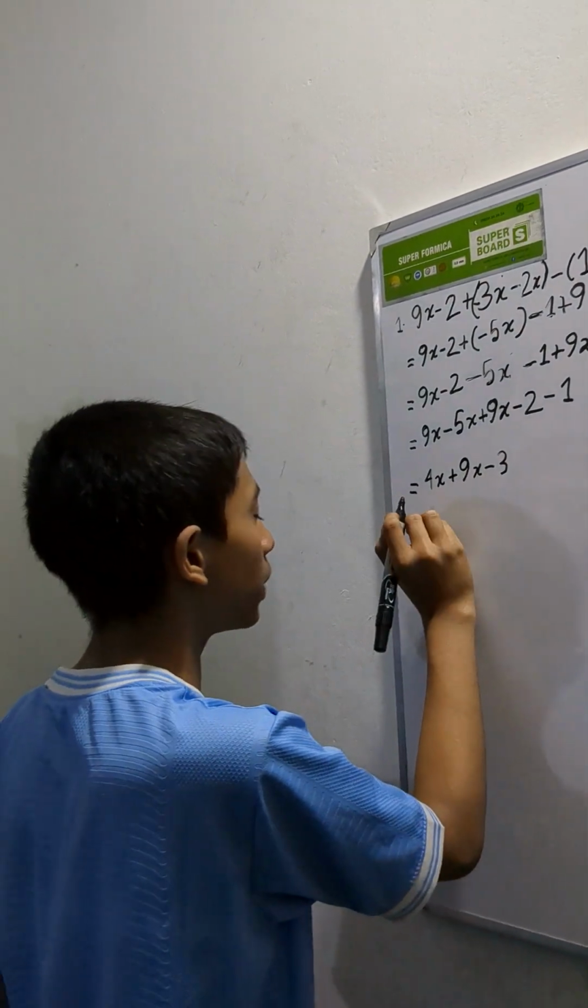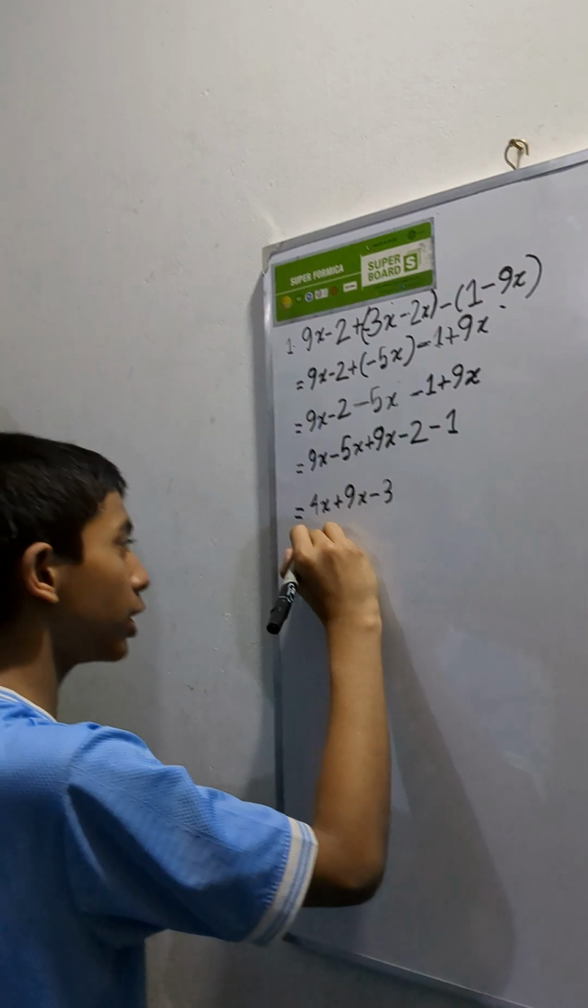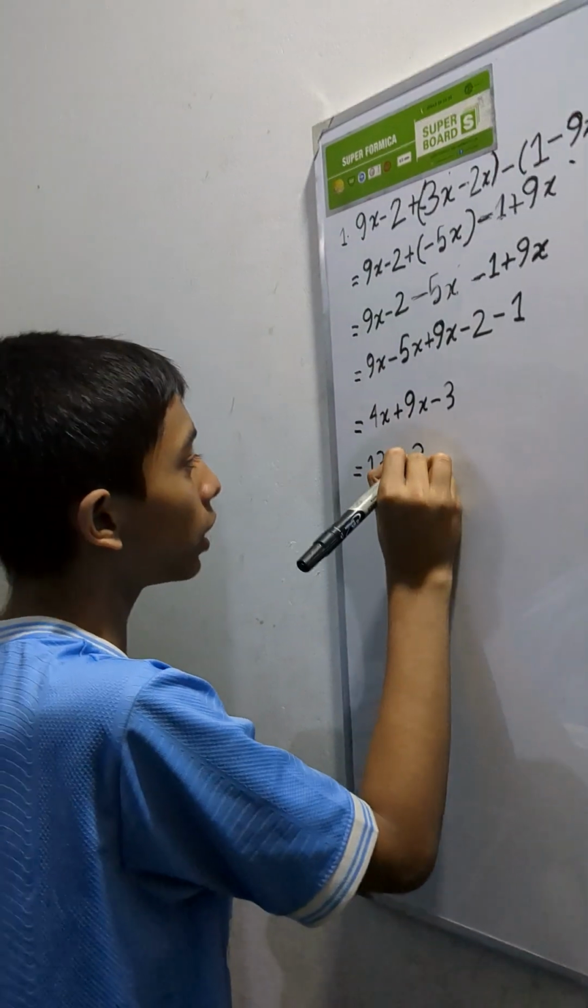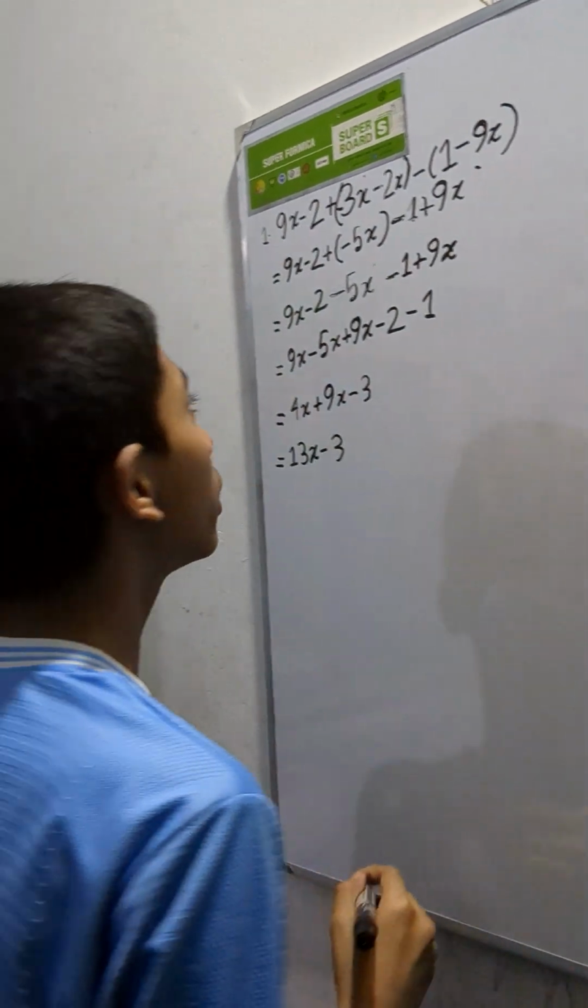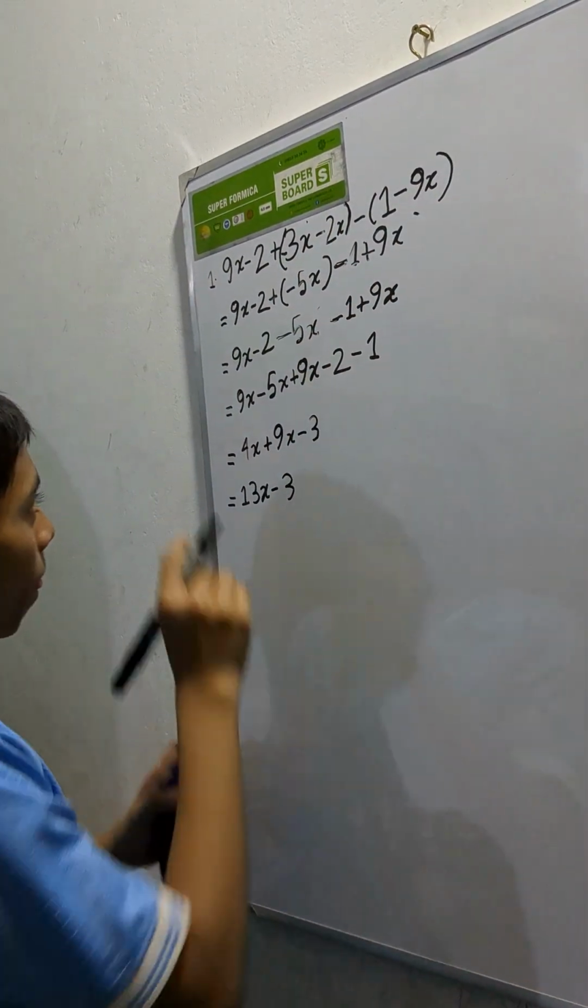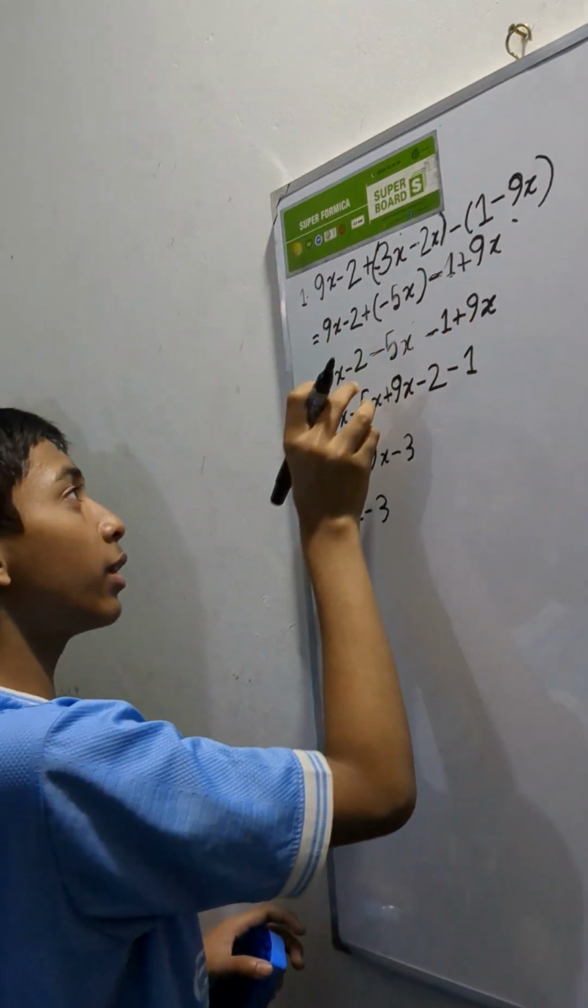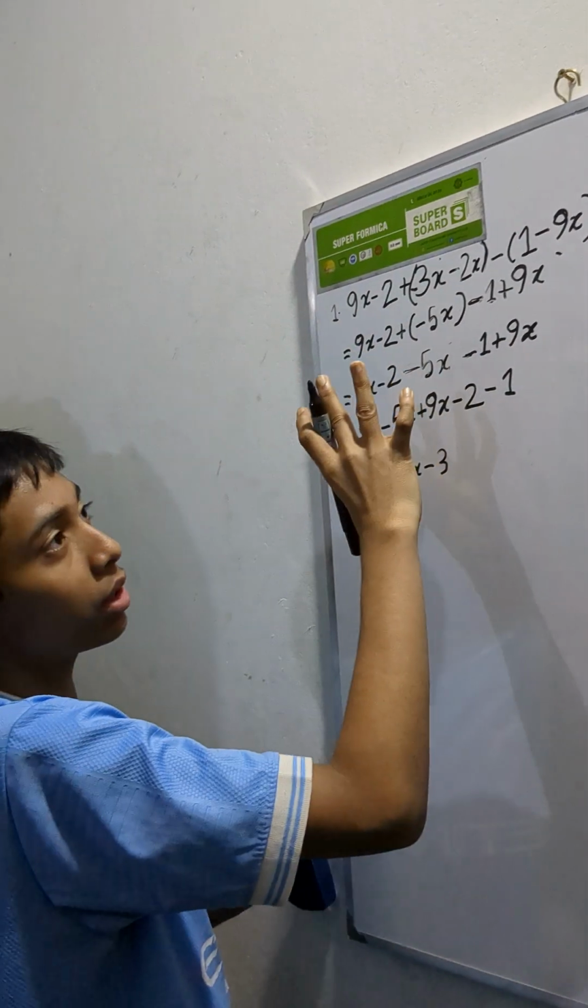Now 9 plus 4, 13. So 13x minus 3. This is our answer. Okay. As here, after 9x, I took 5x here because here's 2. I can't do anything here.